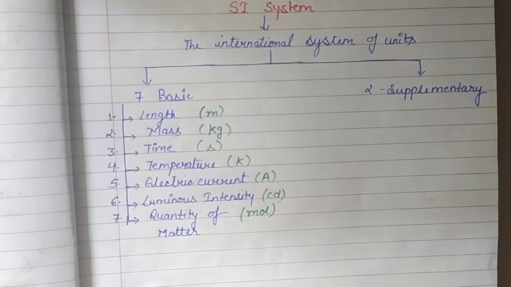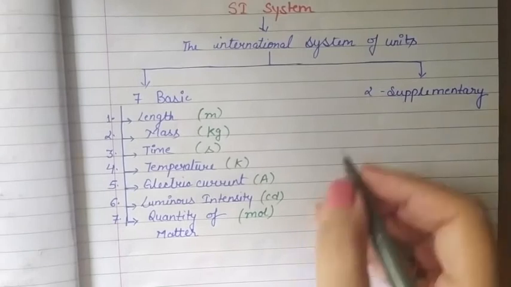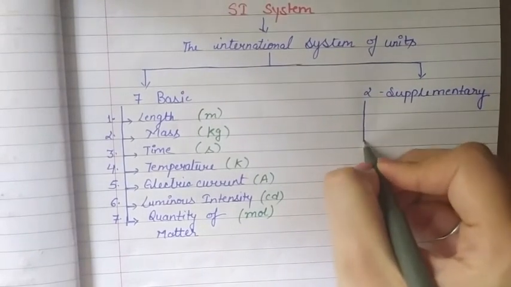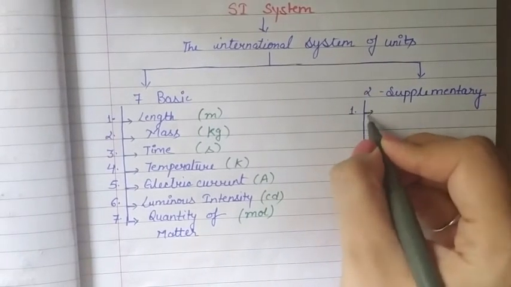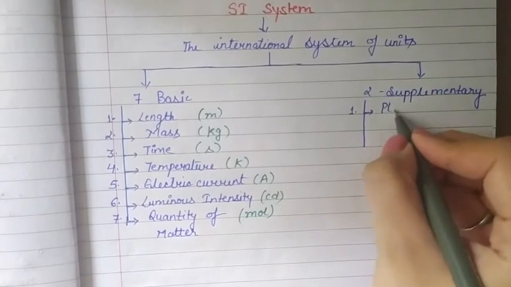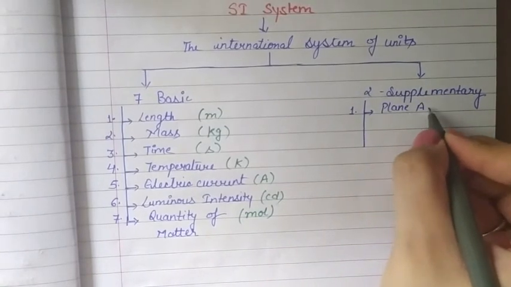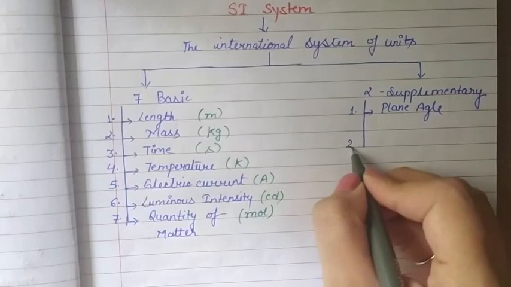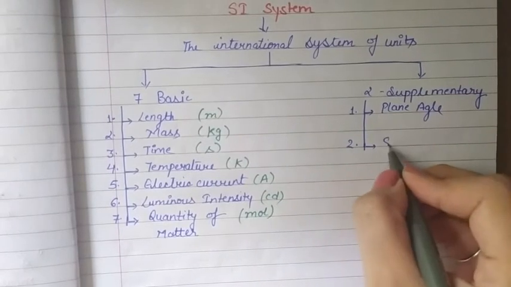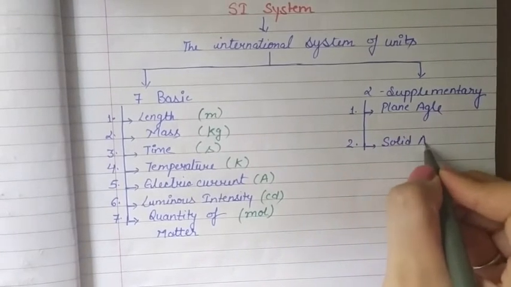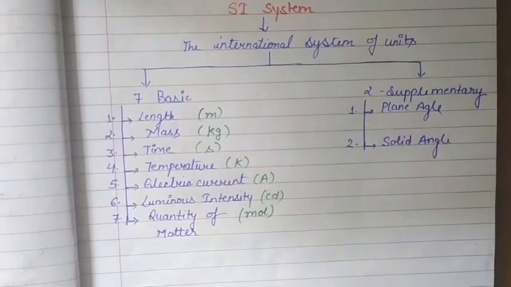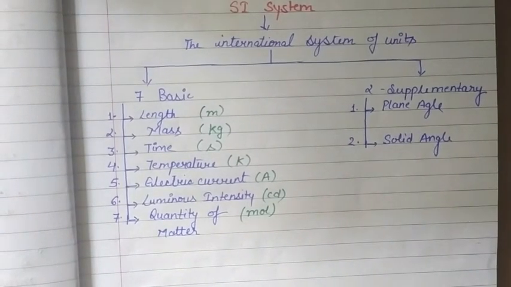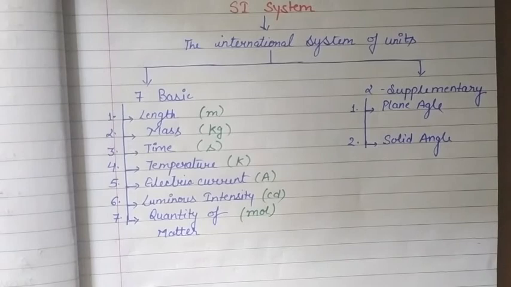Now come to the supplementary quantities. So there are 2 supplementary quantities in SI system. These quantities are, first one is plane angle, and second one is solid angle. First supplementary quantity is plane angle and the second supplementary quantity is solid angle.